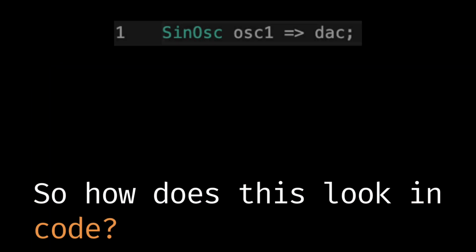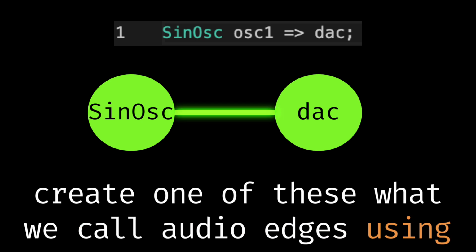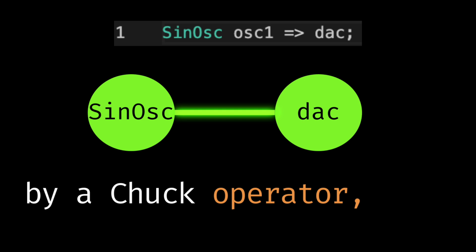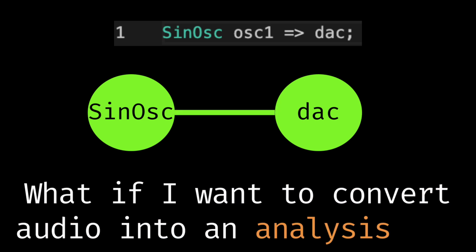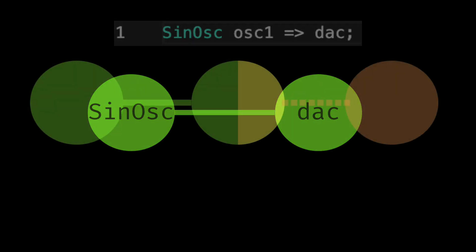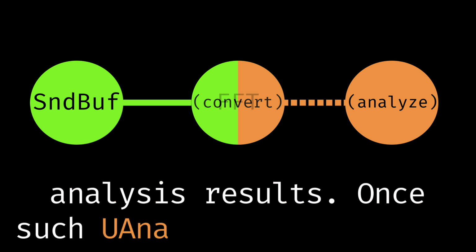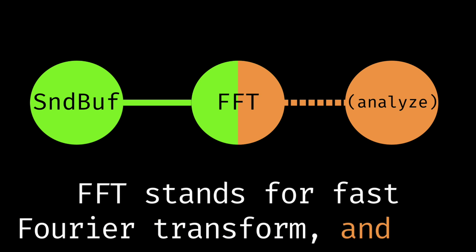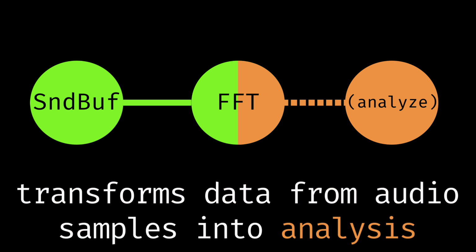So how does this look in code? As we know, we can create one of these what we call audio edges using a ChucK operator. If I connect a SinOsc to a DAC by a ChucK operator, then that creates an audio edge. What if I want to convert audio into an analysis and move over into using an analysis edge? Just like in our prior example, we're going to need a Ugen that converts audio samples into analysis results. One such Ugen is the FFT Ugen. FFT stands for Fast Fourier Transform, and the Ugen does exactly what we're saying. It transforms data from audio samples into analysis results.